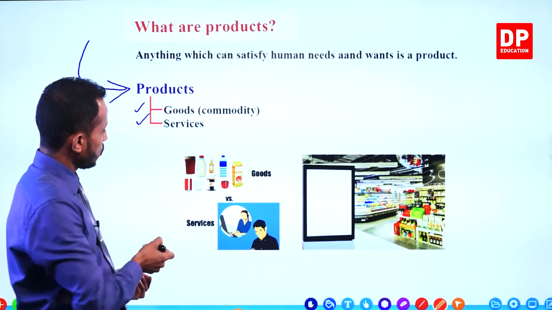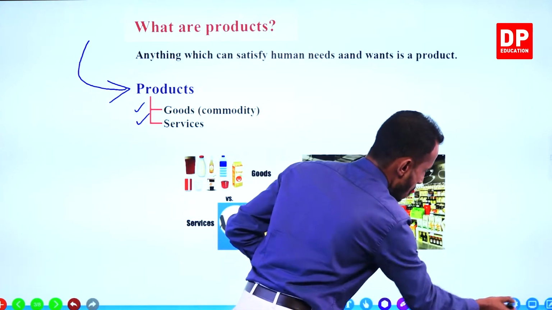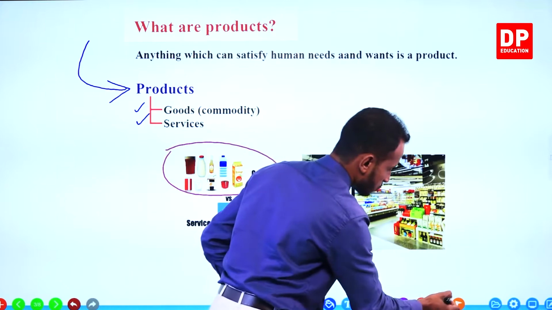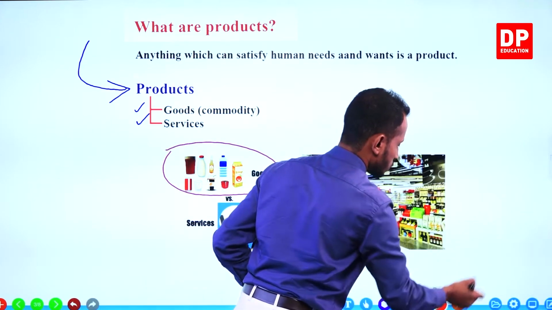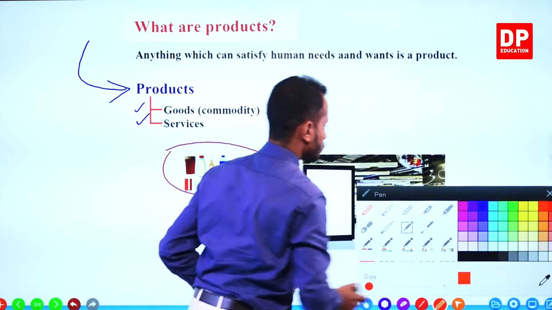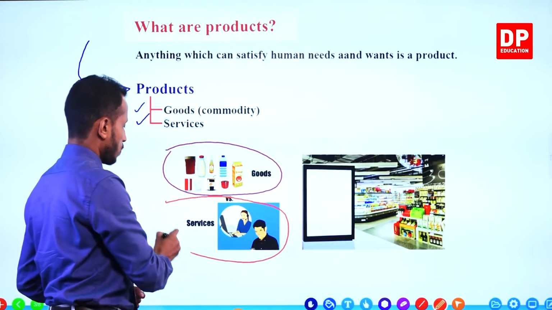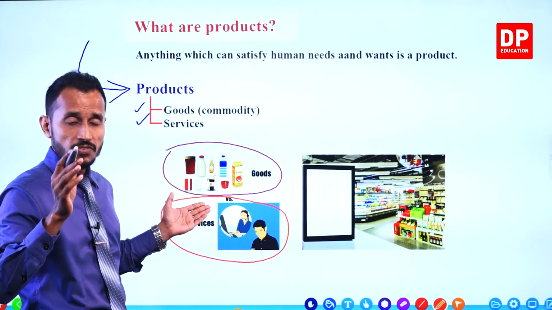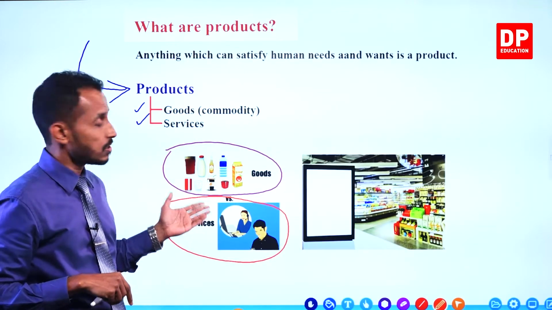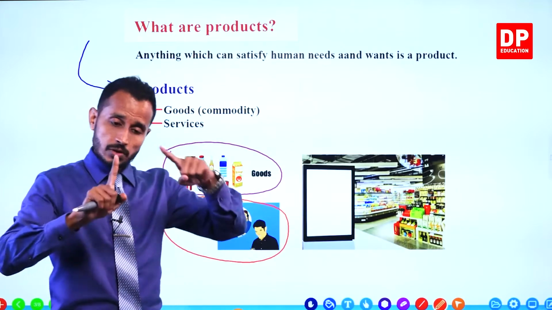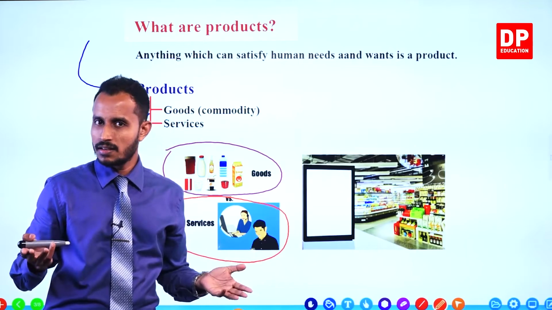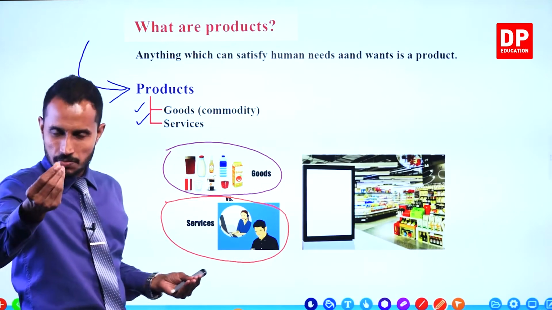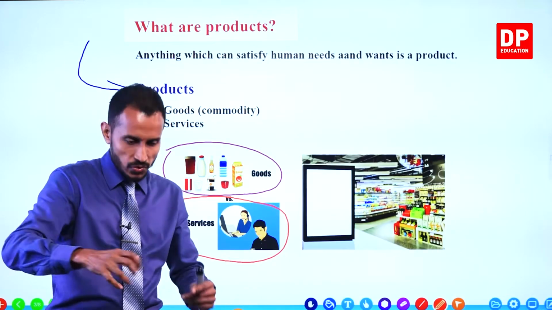Look at the pictures. You have the goods, and you have the services. Let me explain one of the main differences between goods and services. Children, goods are tangible. Does that make sense? Of course, yes. Goods are tangible. Tangible means you can see, you can hear, you can touch, you can feel.